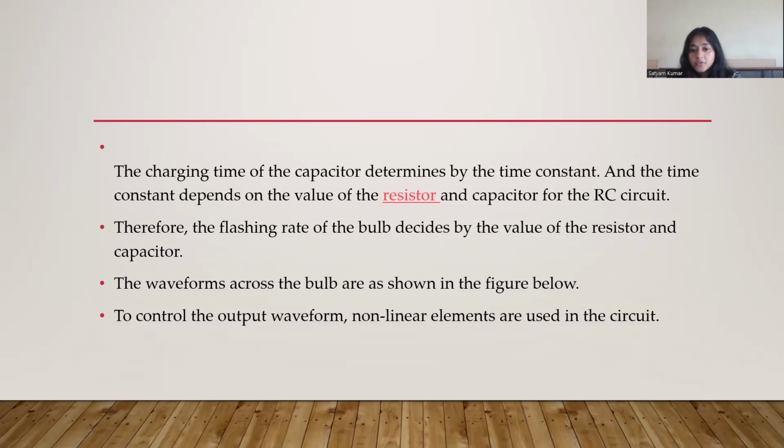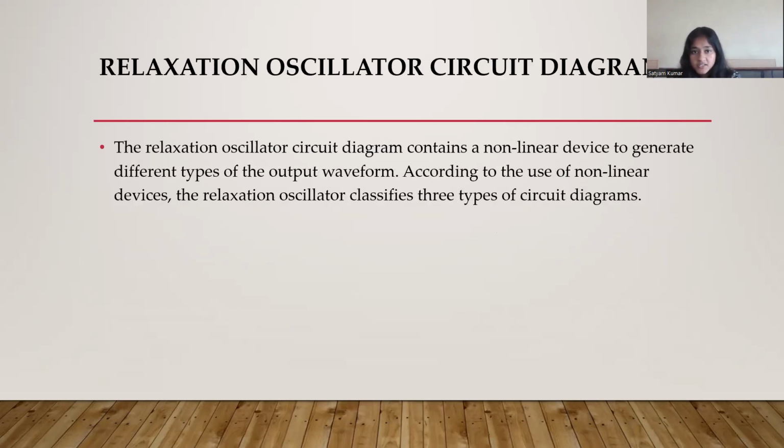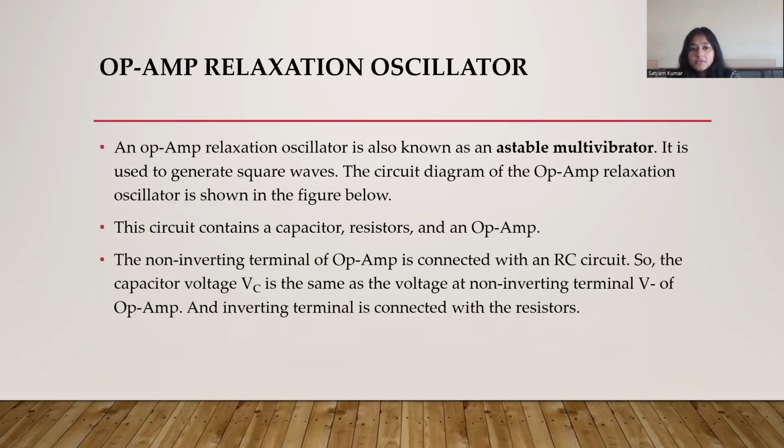To control the output waveform, non-linear elements are used in the circuit. Now, if we consider the diagram of relaxation oscillator, basically the relaxation oscillator consists of capacitors and resistors. And there are three types of circuit diagrams. One of the relaxation oscillators is the op-amp relaxation oscillator. An op-amp relaxation oscillator is also known as an astable multivibrator. It is used to generate square waves.